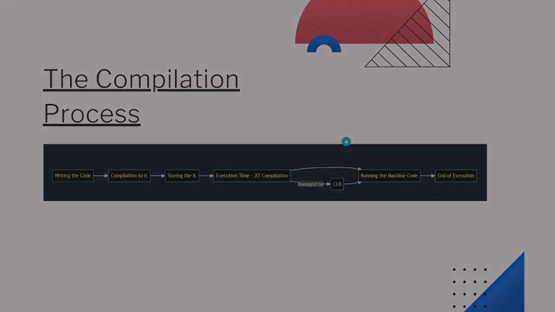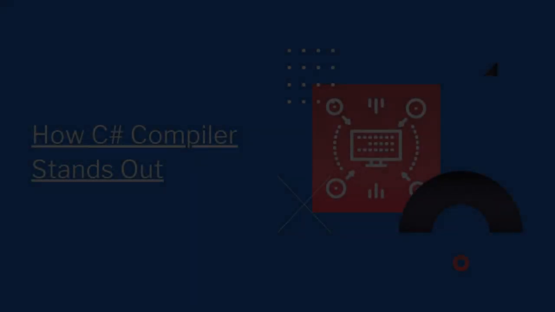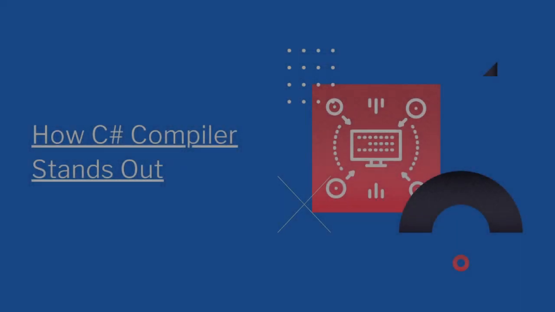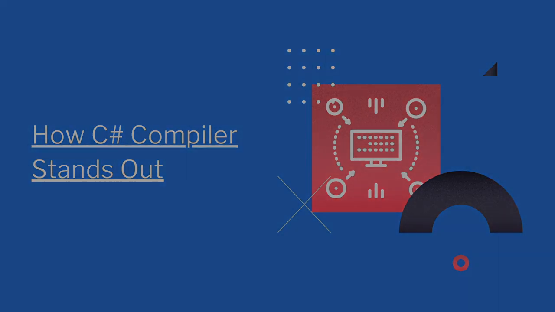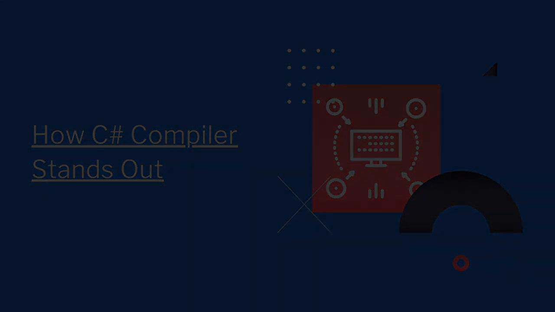You can see all the points are explained. All right, how the C# compiler stands out. Just-in-time compilation: unlike some compilers that translate code all at once, the C# compiler uses just-in-time compilation. It translates code as needed, ensuring faster execution. Integration with .NET: the C# compiler works seamlessly with the .NET framework, offering plenty of tools and libraries for developers.